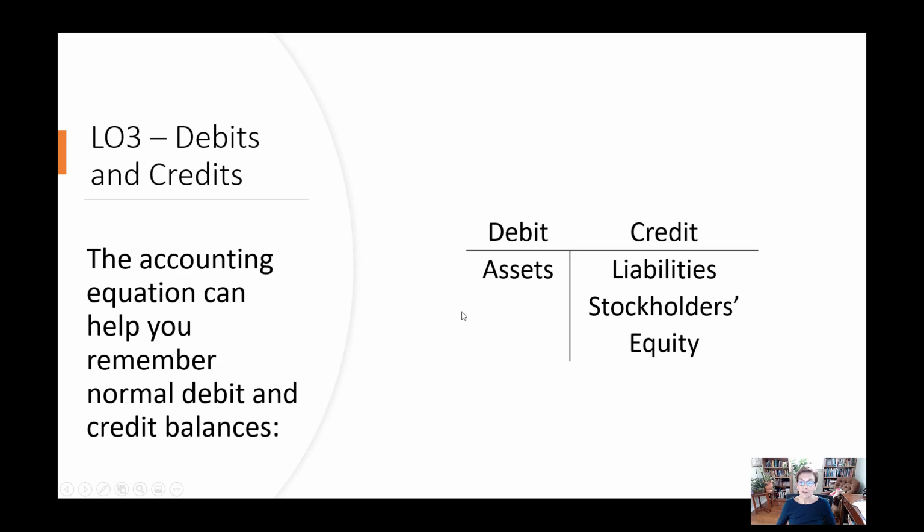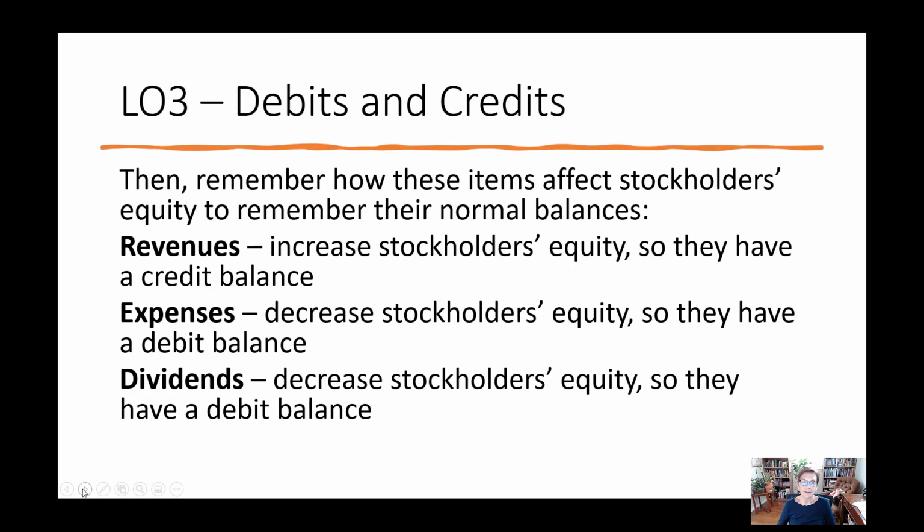This accounting equation can help you to remember debits and credits, because debits are on the left, and this is called a T account. You can see why it looks just like a T. Debits are on the left, credits are on the right. Assets equal liabilities and stockholders' equity. So assets have debit balances, liabilities and stockholders' equity have credit balances. These are called normal balances.